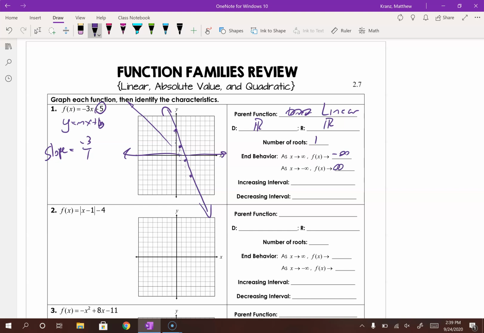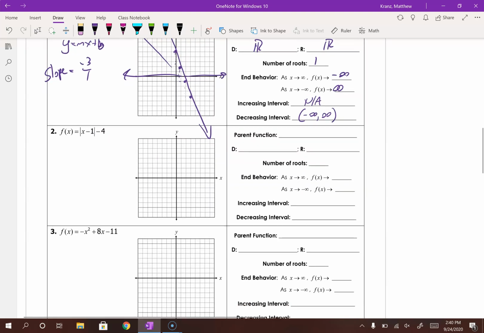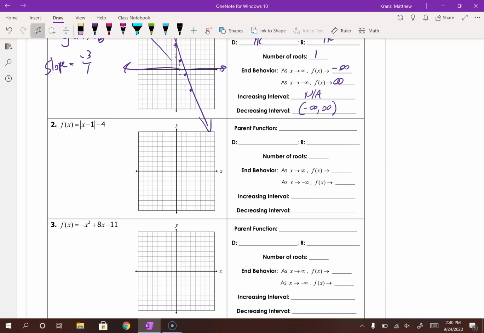The interval increasing, well, we don't have an increasing interval. But our decreasing interval is we're going from negative infinity to infinity. Because we're going down. Right? If it was this way, it'd be increasing. All right, number 2, we have the absolute value.